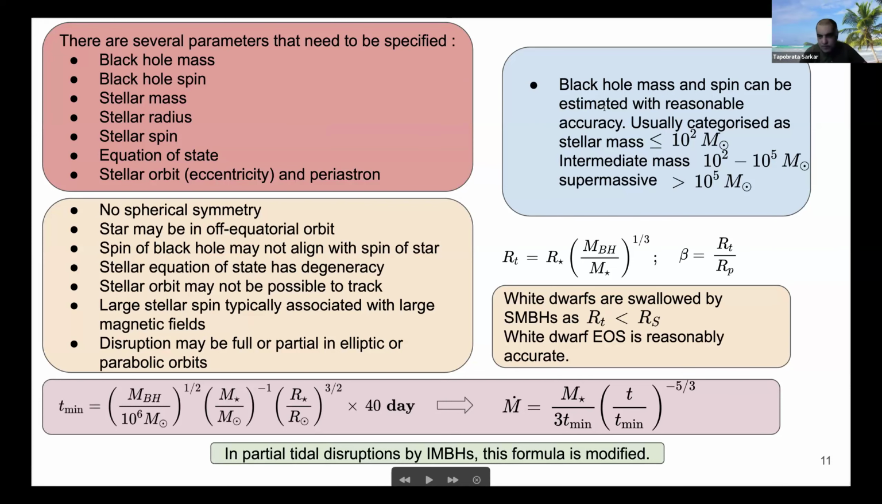So typically, you categorize black holes into three categories. Stellar mass black holes, which are less than about 100 solar mass. Intermediate mass black holes, which are about 10 to the power 2 to 10 to the power 5 solar mass. The supermassive black holes, which are greater than about 10 to the power 5 solar mass. And it so happens that observationally, there is a lot of evidence for stellar mass black holes and supermassive black holes, but very few intermediate mass black holes have been discovered till now.